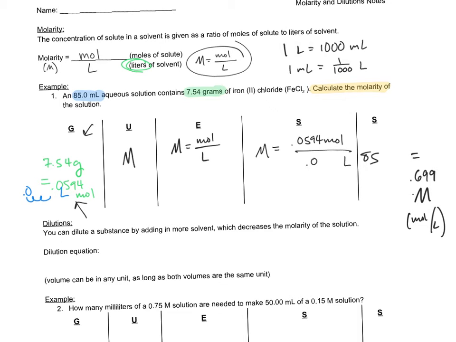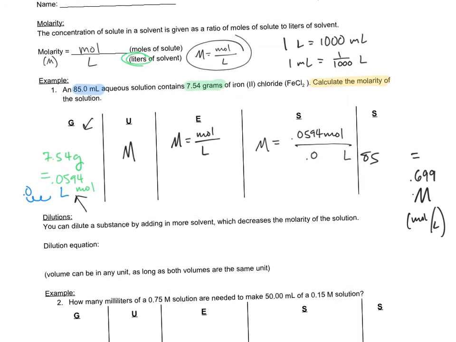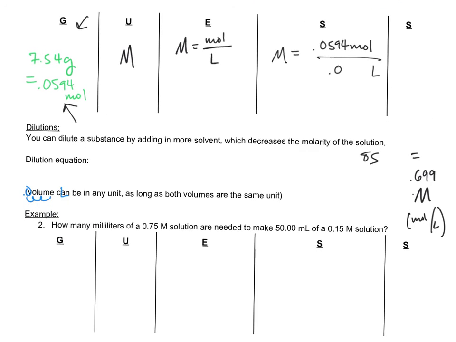All right, dilutions are what happens when you add in more of a solvent, okay? So it'd be like taking some coffee, which is stuff dissolved in water, and you pour a bunch of water in it. You got watered down coffee. That's a dilution. You decrease the concentration by adding more of the solvent. The equation for dilutions is M1 times V1 equals M2 times V2.